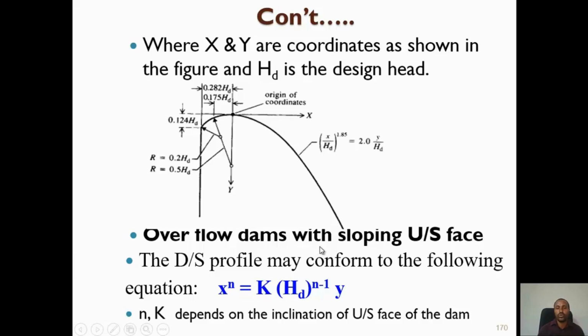So overflow dams with sloping upstream face. With a sloping upstream face, the downstream profile may conform to the following equation. You can use this equation, which is the previous equation. So N and K depend on what? The inclination of the upstream face of the dam. So depending upon the inclination of the upstream face of the dam, you can provide these components.